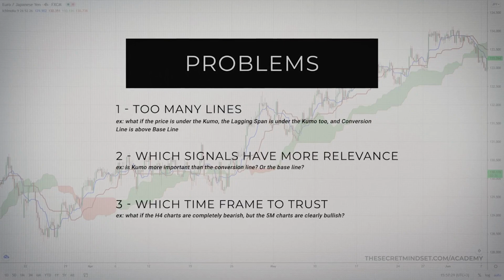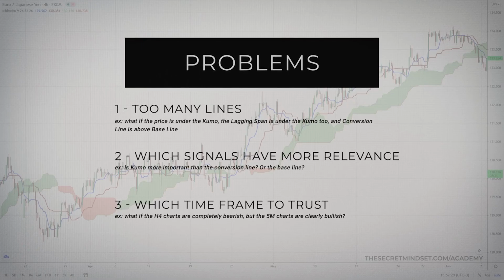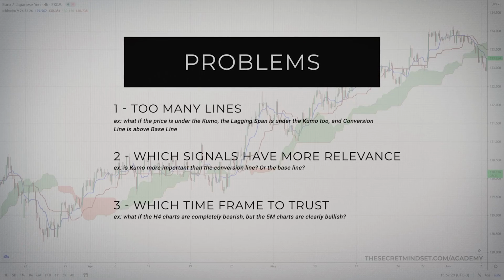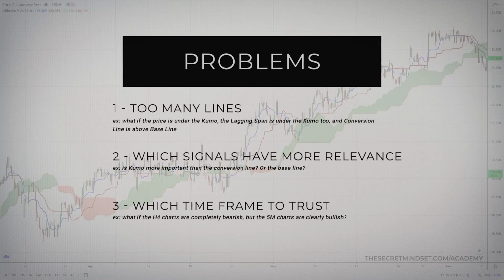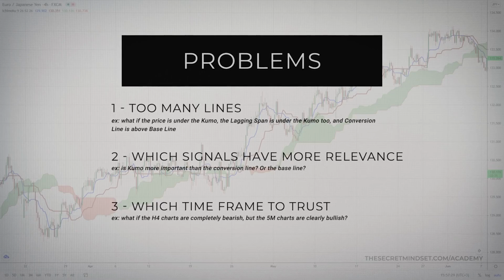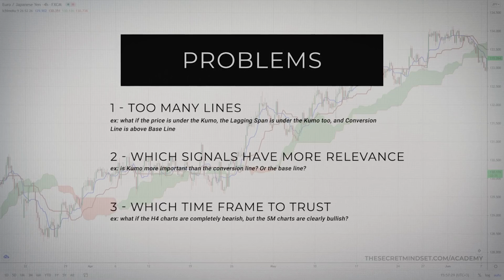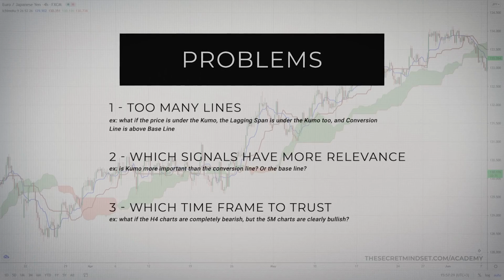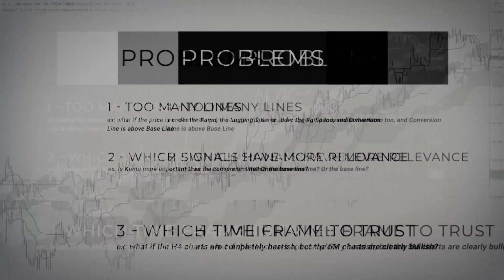For example, what if the price is under the Kumo, the lagging span is under the Kumo too, and the conversion is above the baseline on the 1 hour time frame? And which signals have more relevance? Also, what if the 4-hour charts are completely bearish, but the 5-minute charts are clearly bullish?